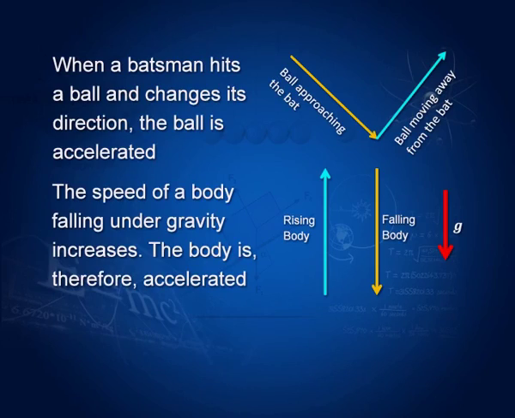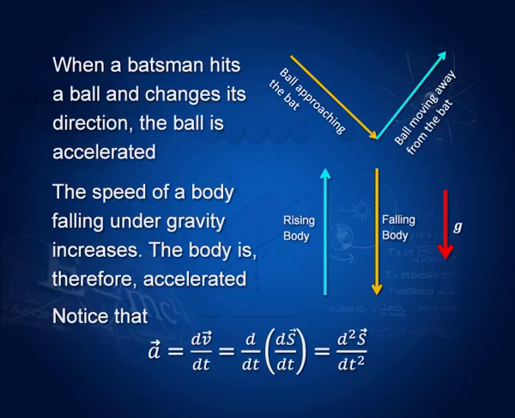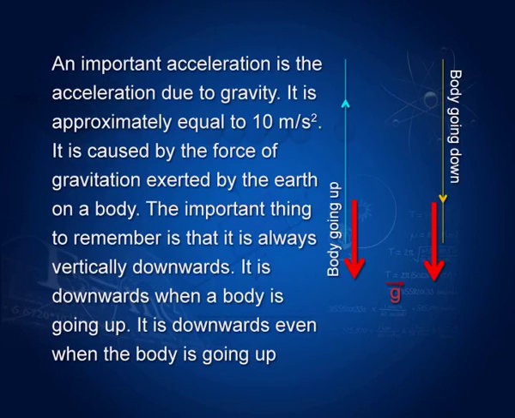And let us have this formula: acceleration is equal to dv by dt, which is d by dt of ds by dt. So it is d2s by dt square. So if I have the displacement vector s, then differentiating it twice with respect to time, we shall get the acceleration. And an important acceleration is the acceleration due to gravity. It is approximately equal to 10 meters per second square, you know that. The exact value is 9.81 or 9.82 meters per second square. So approximately 10 meters per second square. It is caused by the force of gravitation exerted by the earth on a body.